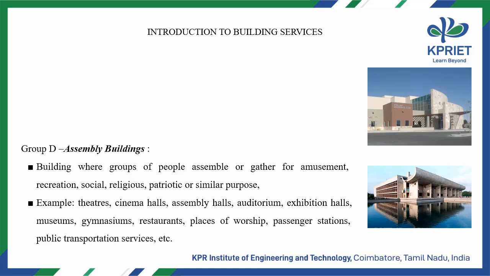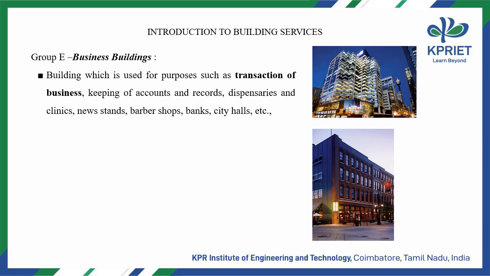Group D, assembly buildings. Buildings where groups of people assemble or gather for amusement, recreation, social, religious, patriotic or similar purposes. Examples: theaters, cinema halls, assembly halls, auditoriums, exhibition halls, museums, gymnasiums, restaurants, places of worship, passenger stations, public transportation services, etc.